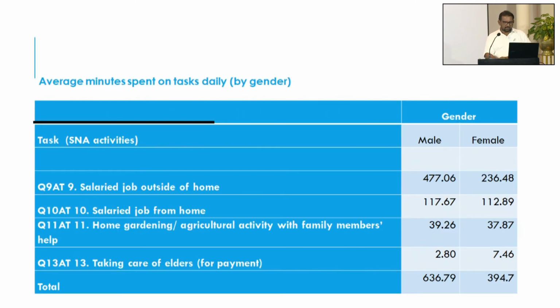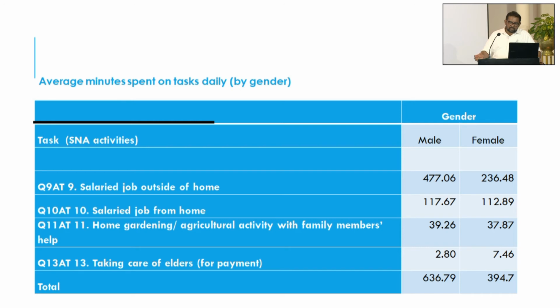Now, this is the last set of tables that I want to show you. Using our diary, we have given them various activities and tasks. We want to find out how much time they're spending, so we got them to calculate in minutes, not in hours. So these are in minutes that a woman or man engages in these activities per day. What you see right now are SNA activities: the salaried job, salaried jobs from home, then home gardening and agriculture activities, and the fourth one, taking care of elders for payment.